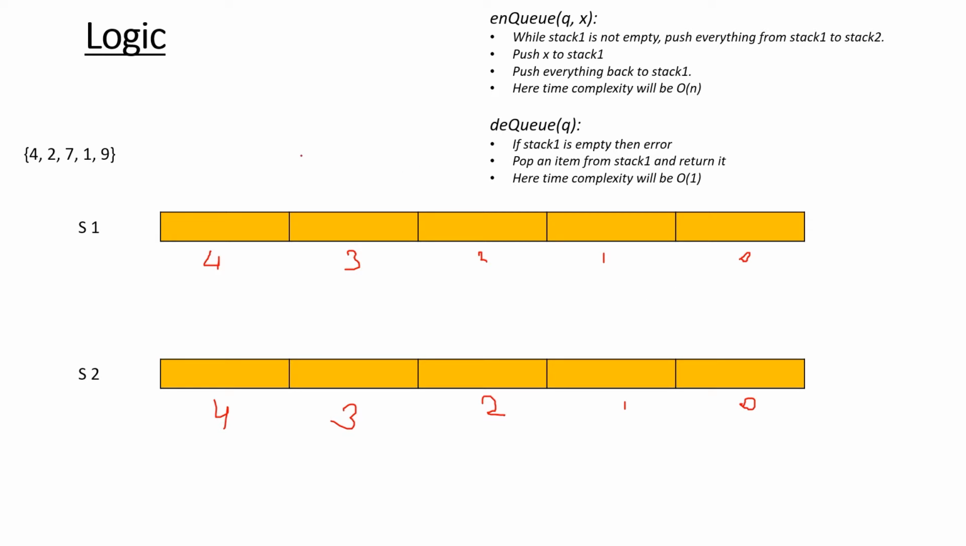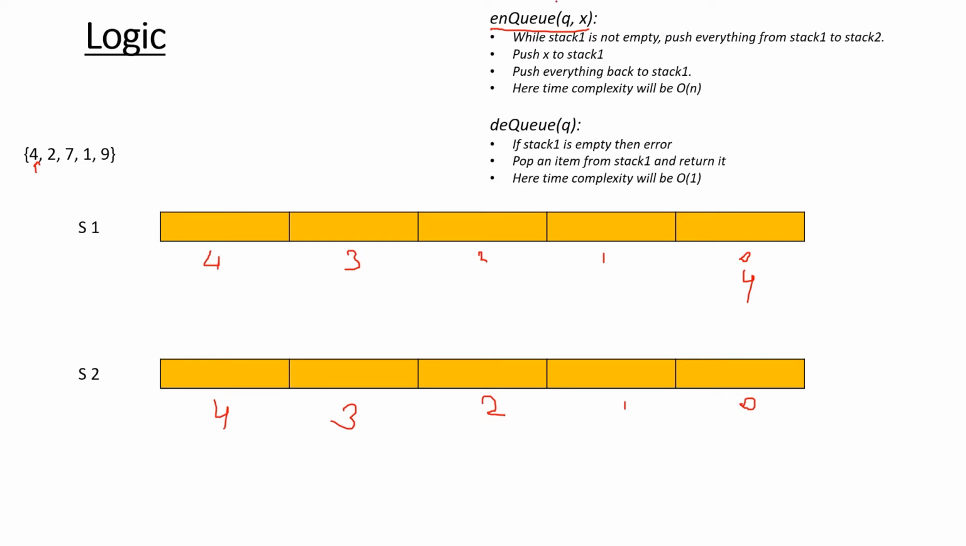Now, suppose I want to put 4 into stack 1, or I want to do this enqueue operation. What do I have to do? I have to follow this process, right? While stack 1 is not empty, put everything from stack 1 to stack 2. At this point of time, you can see that stack 1 is empty, right? So this operation I don't have to perform. Then push x to stack 1. Here the x is nothing but the 4. So I have to put 4 into stack 1. It will go and sit at this location, right? So I'm going to put 4 here.